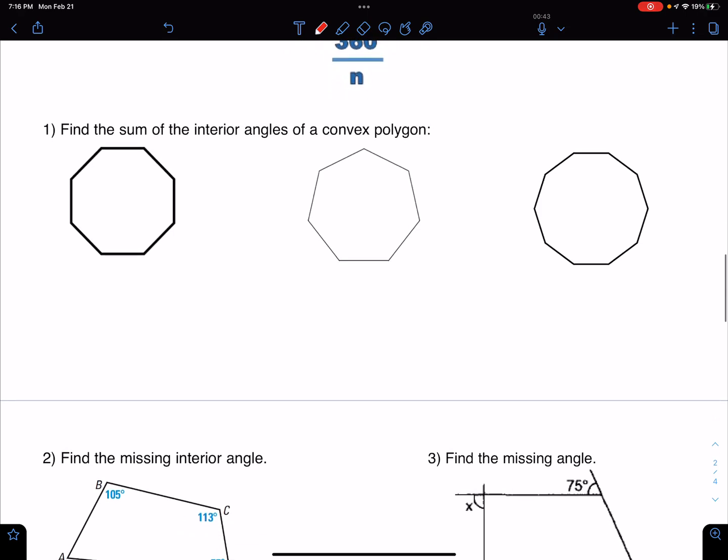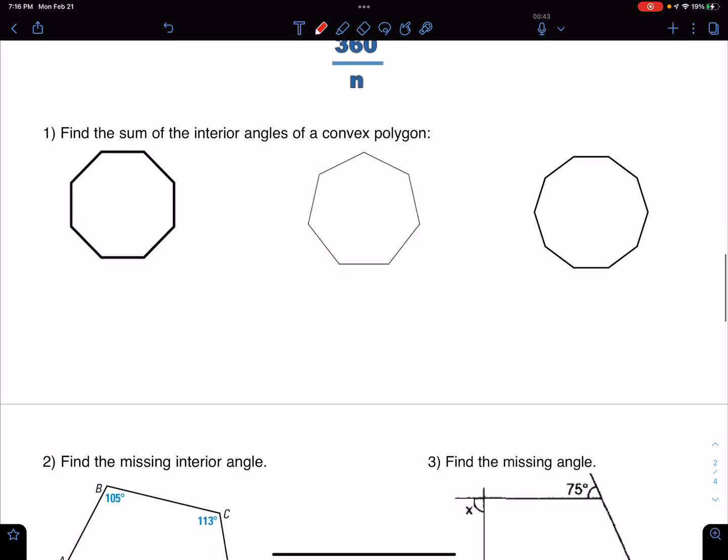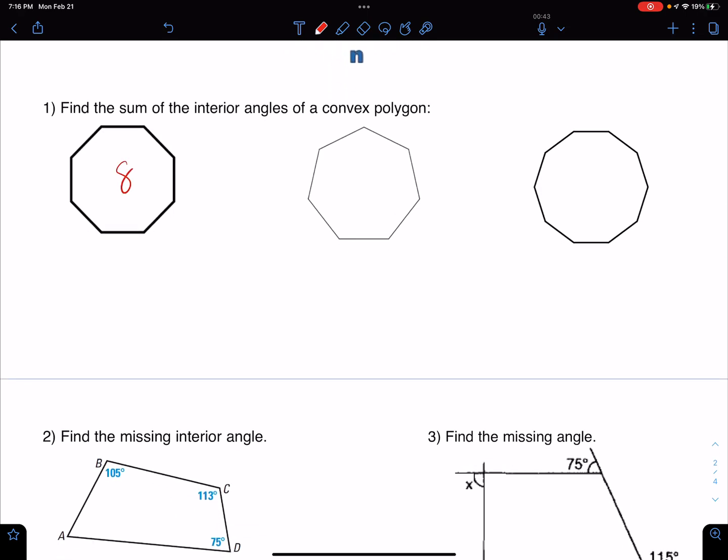Okay, so let's do some example problems. In this first one, this has 8 sides, so we're going to call that an octagon. To find the sum of the interior angles, I use my formula, n minus 2 times 180. So I'll do 8 minus 2 times 180. Okay, so I get 6 times 180, which is 1,080 degrees.